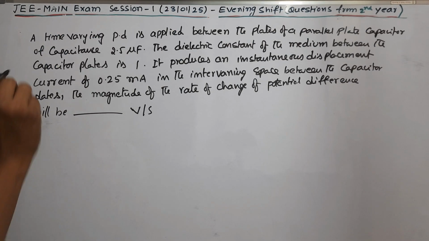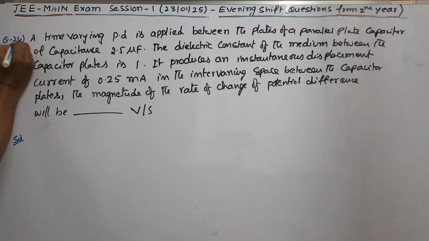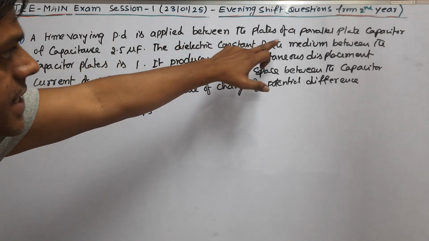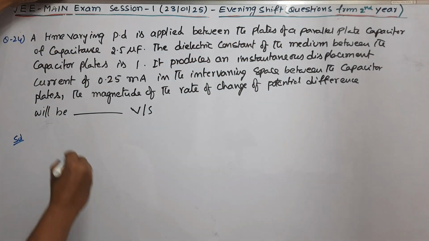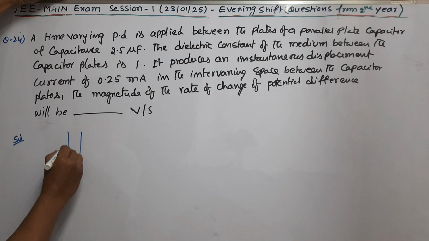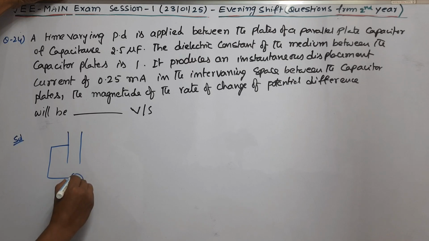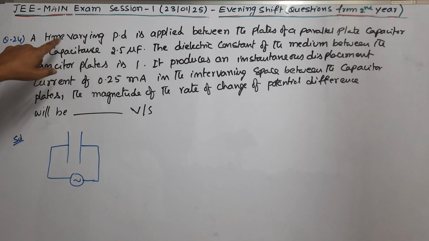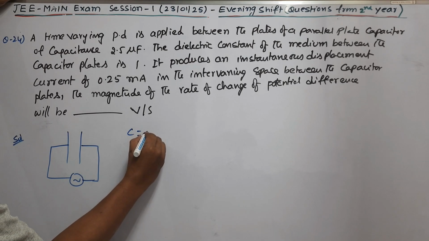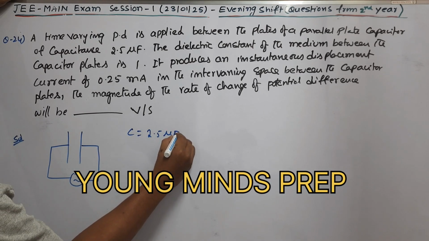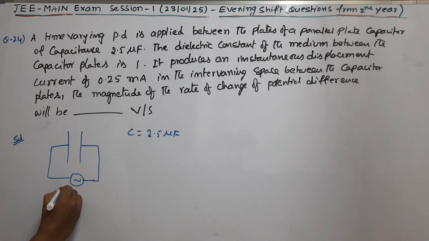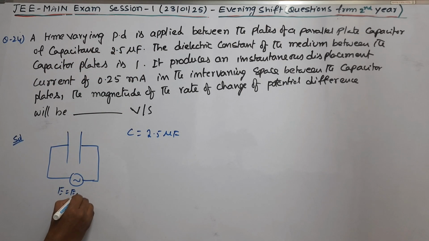The 24th question: a time varying potential difference is applied between the plates of a parallel plate capacitor. Suppose this is a parallel plate capacitor, and its capacitance C is equal to 2.5 microfarad. Across it, a time varying PD is applied, E is equal to E naught sin omega t.